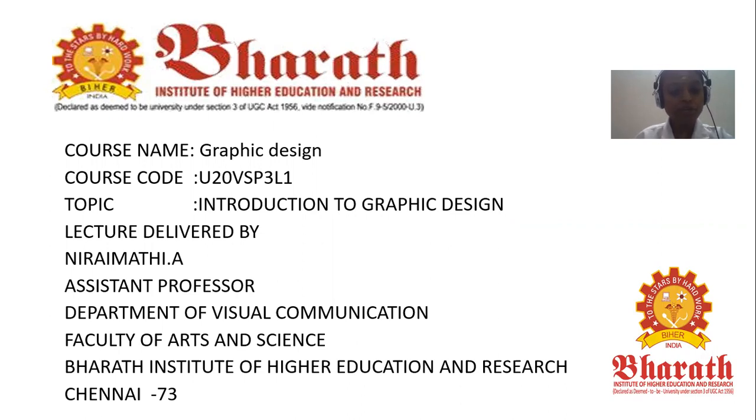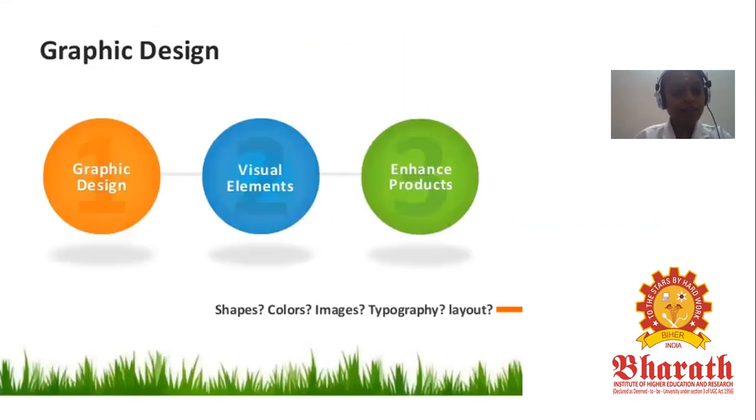Today, we are going to learn about graphic design. Graphic design includes two fundamental basic areas. One is visual elements, another one is enhanced product. What is visual elements? Visual elements and principles are described in fundamental ideas about visual design. What is enhanced product? Enhanced products is nothing but industrial designs, from offering the service to product development.